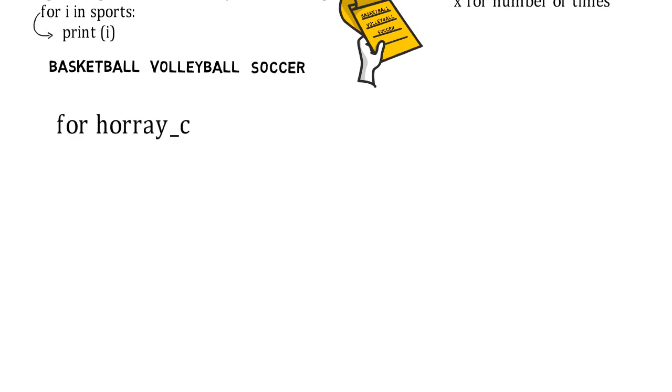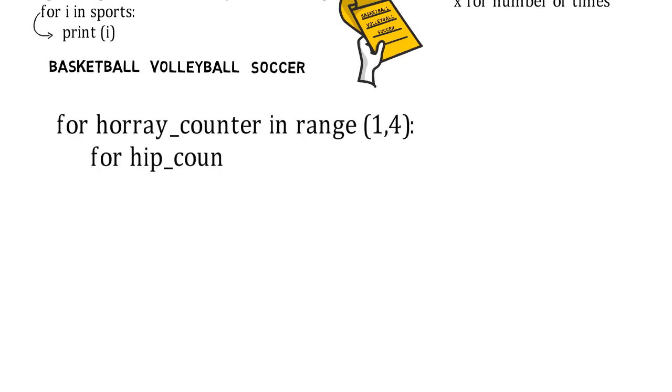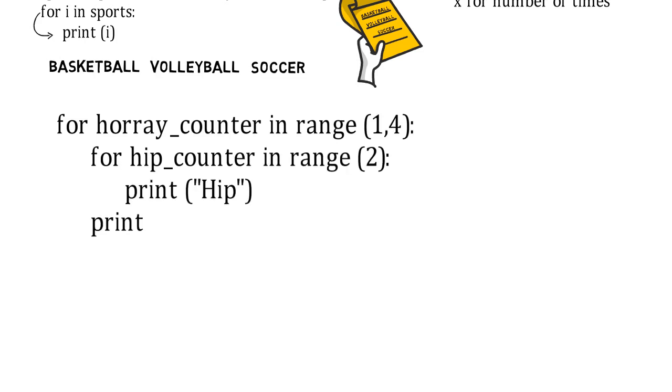for hooray_counter in range(1, 4): for hip_counter in range(2): print("hip"), print("hooray"). This code has several important things to go through. First, we are using a command called range. The range command will have two numbers.